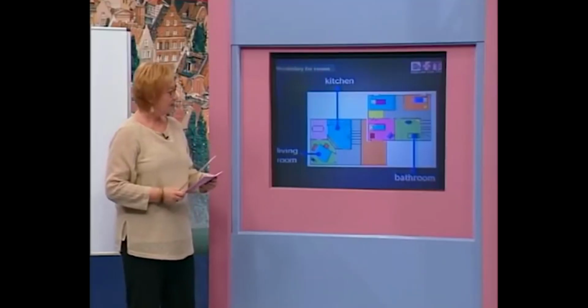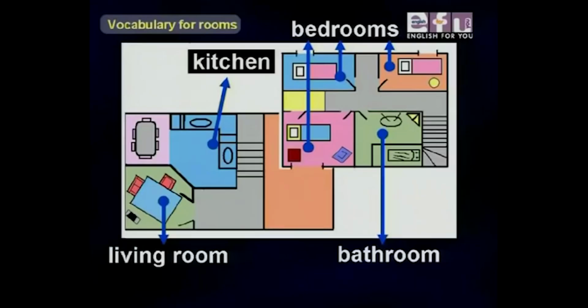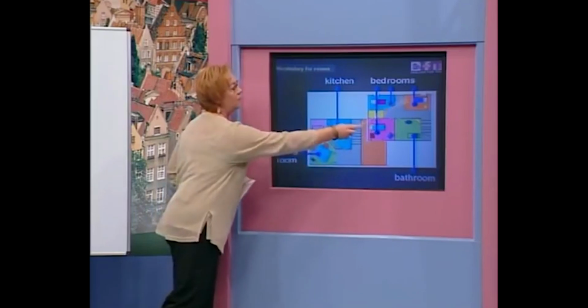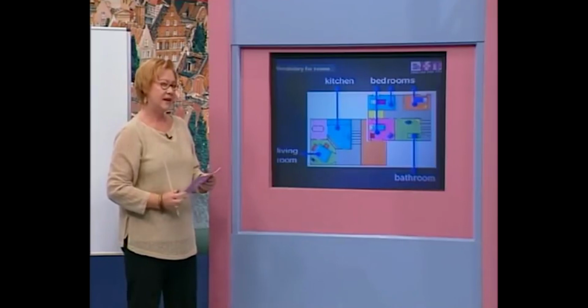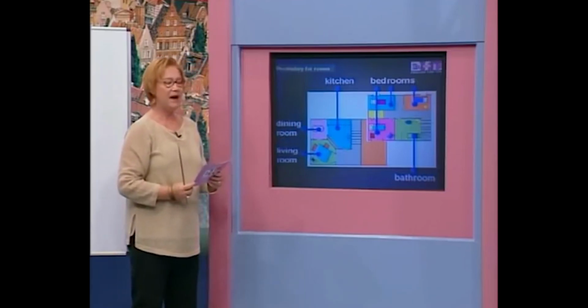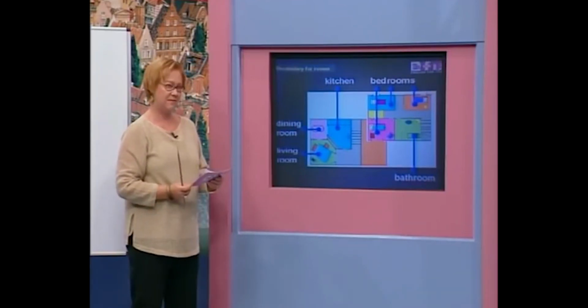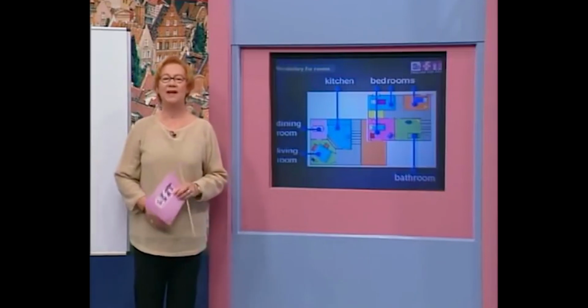Now, Susan, does this house have 2 bedrooms? No, it doesn't. It has 3 bedrooms. 1, 2, 3 bedrooms. Isabel, does this house have a dining room? Yes, it does. Yes, it has a dining room. Ali, how many bathrooms does this house have? It has 1 bathroom. Yes, it has 1 bathroom. Thank you very much. All right.